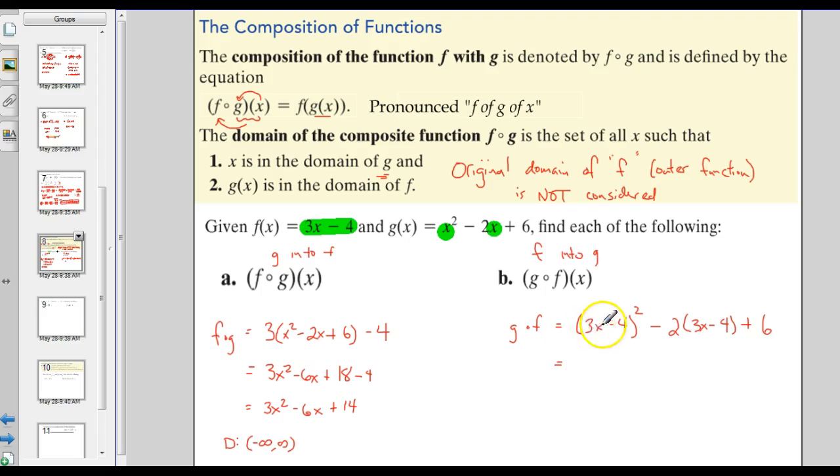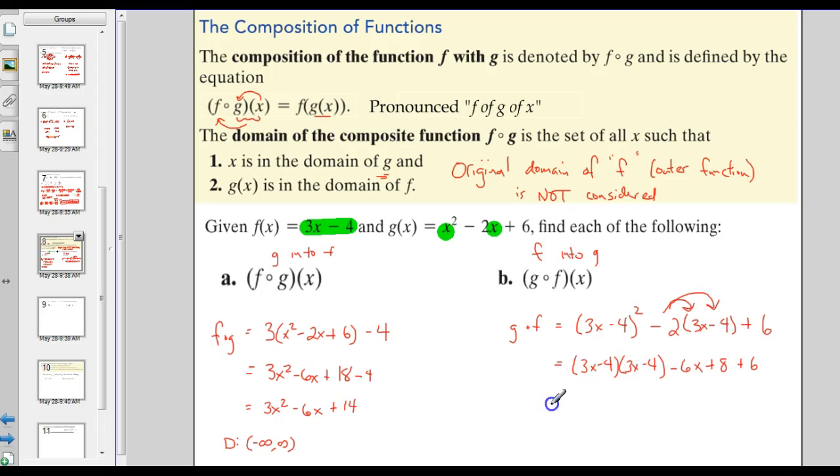Alright, now remember, don't just square this and square this. FOIL it out. 3x minus 4 times itself. That's what squaring means. You're multiplying something by itself. Here I'm going to distribute the minus 2 through. So minus 2 times 3x is minus 6x. Negative times a negative is a positive 8, plus 6.